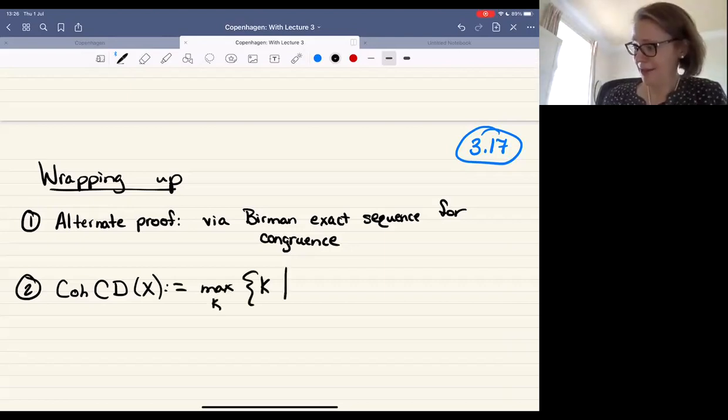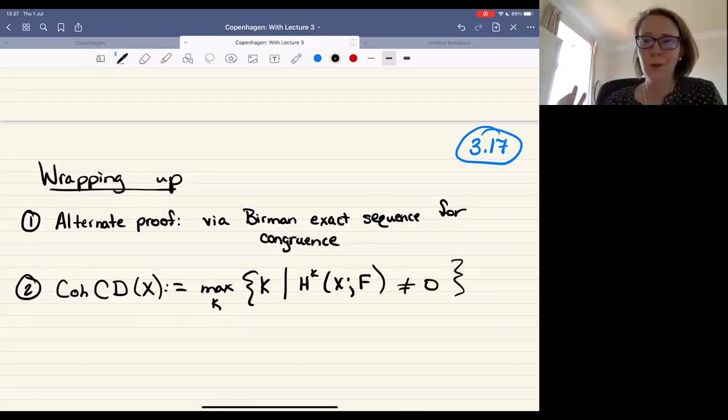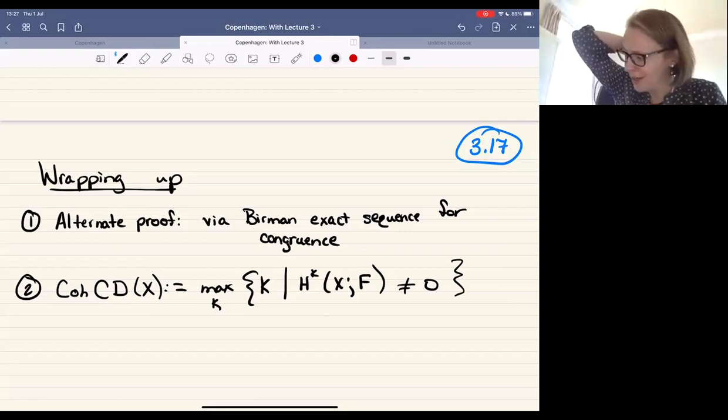So it's the max k where there's a sheaf, I think you need a quasi-coherent sheaf, I won't write that down, F, so that the kth cohomology of your variety with coefficients in F gives you something non-trivial. So it's just an analogous definition for cohomological dimension for a group. And it's a measure of geometric complexity of your variety. So one thing that you get out of this piece of work is you get bounds.